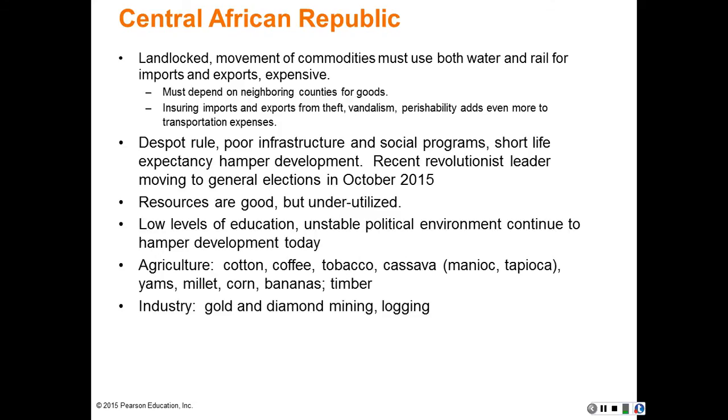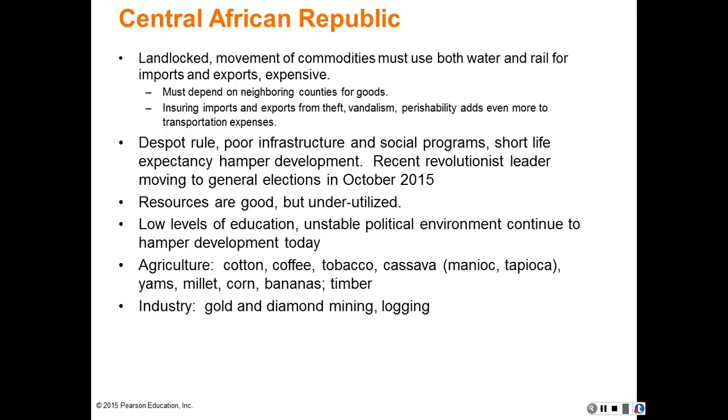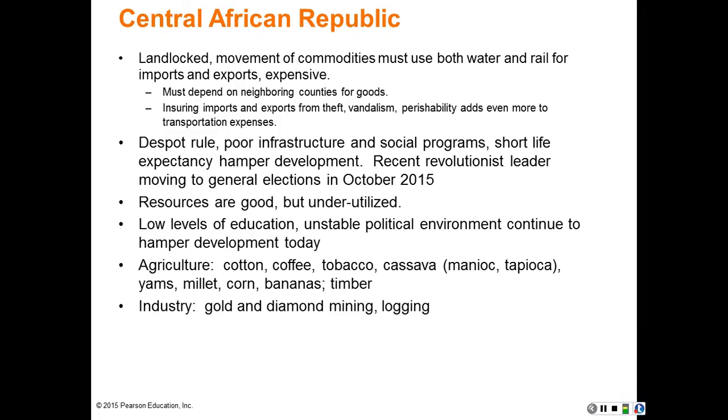Agricultural products include coffee, cotton, tobacco, cassava, yams, millet, corn, bananas, and tropical timbers. Industry includes gold and diamond mining, as well as lumbering or logging.